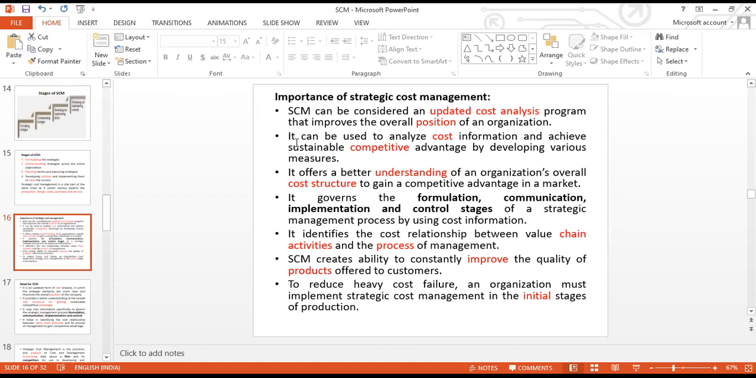Getting this? So if you exploit the customer, next time he will not approach you. Getting this? That's why, to have healthy relations between me and my customer, I have to keep my product price very competitive. And this is the role of strategic cost management.